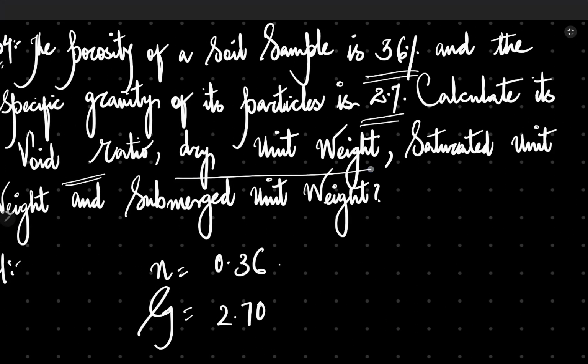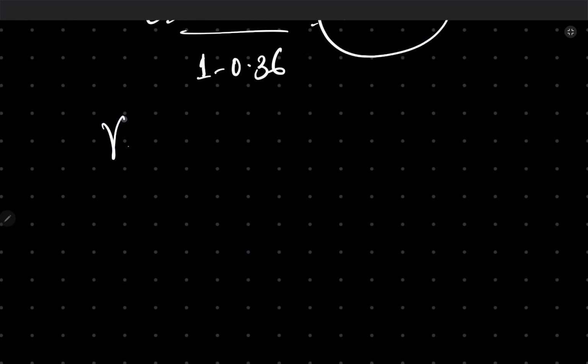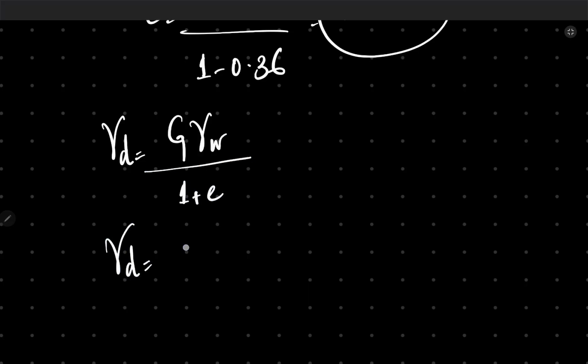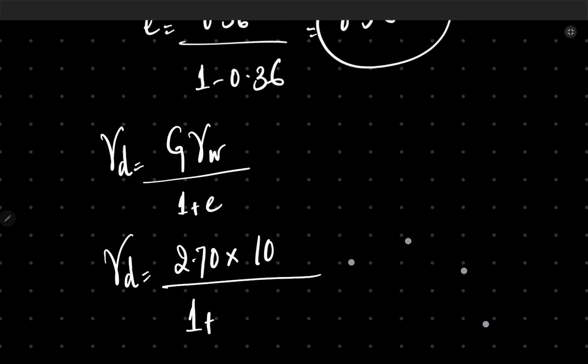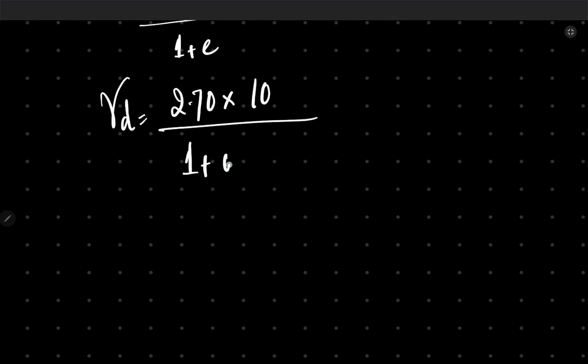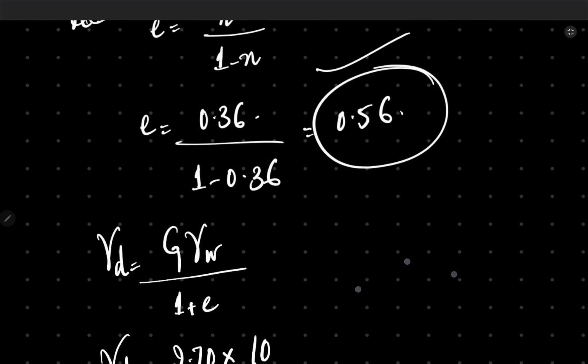Next thing we have to find is the dry unit weight. All right, dry unit weight we know is given by this formula. So dry unit weight, G is 2.7, unit weight of water is 10 kilonewton per cubic meter, 1 plus e, we have just calculated 0.56. So upon calculating, this becomes 17.30 kilonewton per cubic meter. This is also done.